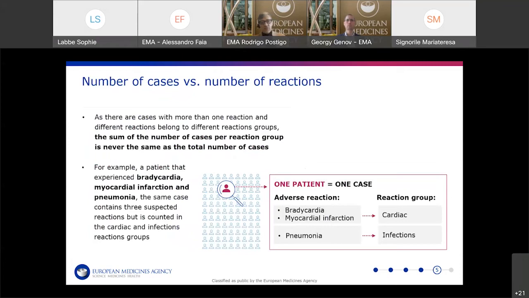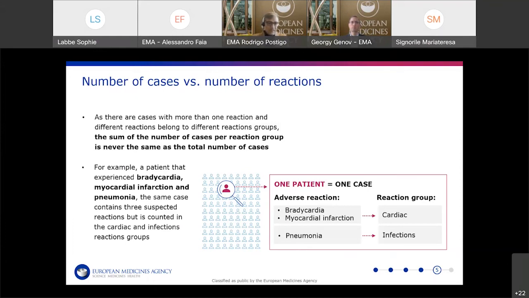As I mentioned before, there is a difference between the number of cases and the number of reactions. As cases can contain more than one reaction, and different reactions belong to different reaction groups, the sum of the number of cases per reaction group is never the same as the total number of cases. We have seen a lot of misunderstanding about this because they were overcounting the cases in some of the media and some of the publications we have seen.